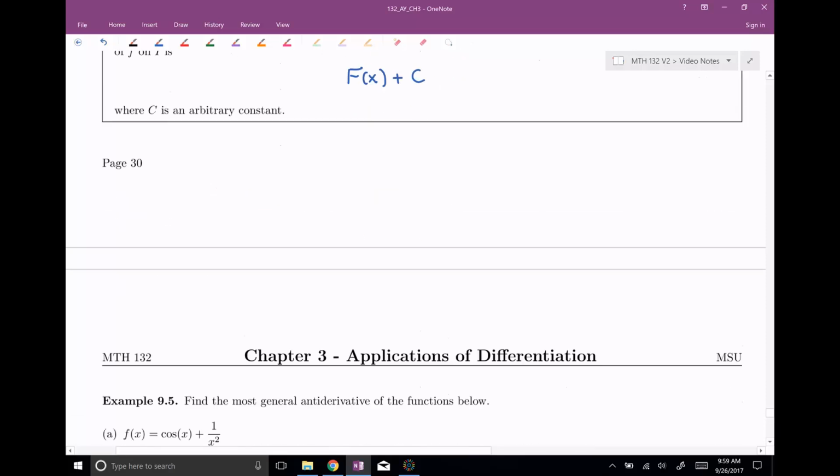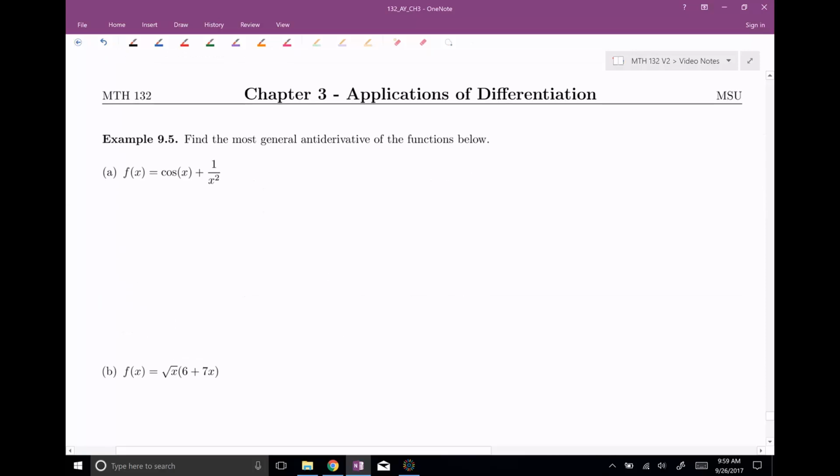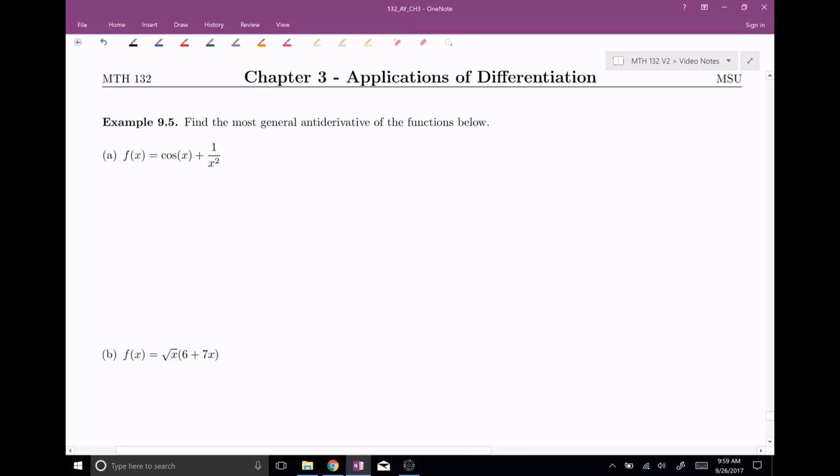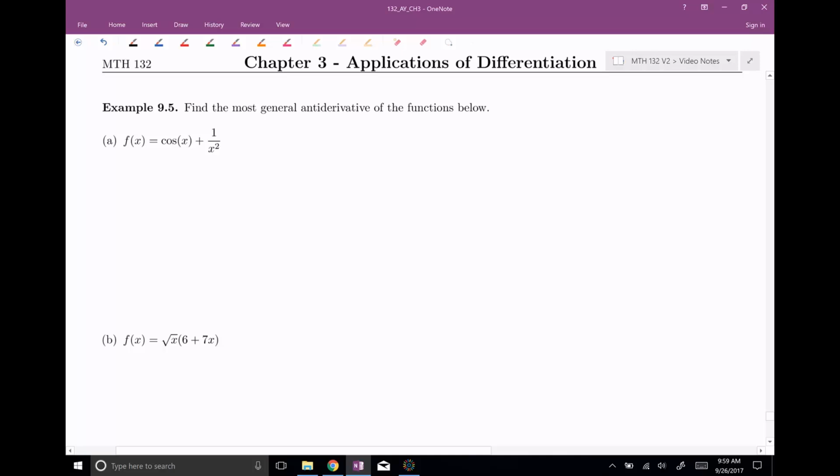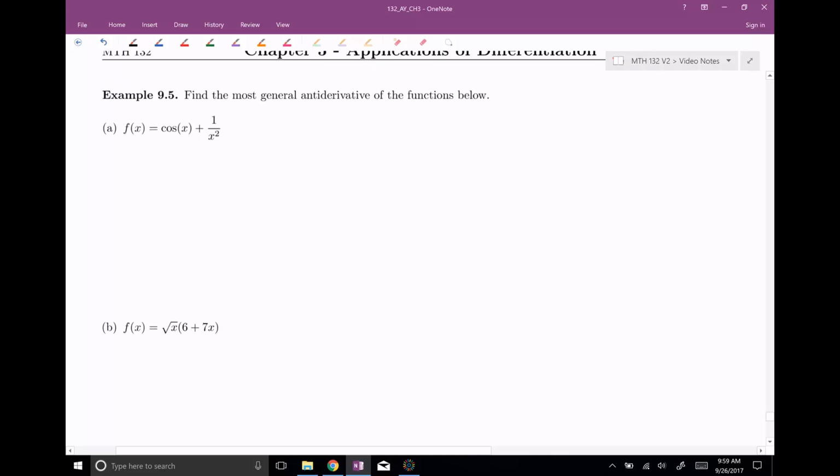Okay, let's go ahead and try a few problems. Find the most general antiderivative of the function below. So please pause the video, try to get as far as you can through these things. Look at both A and B. Try to do both of these, and then unpause the video, and we'll go through it step by step.